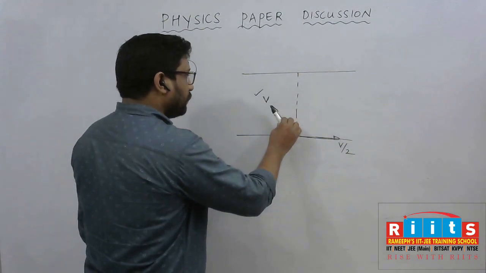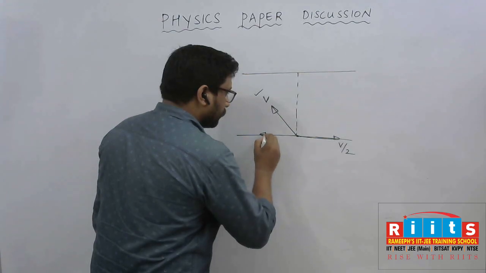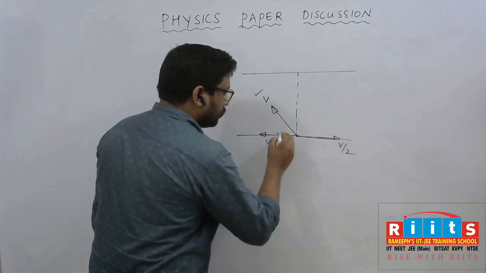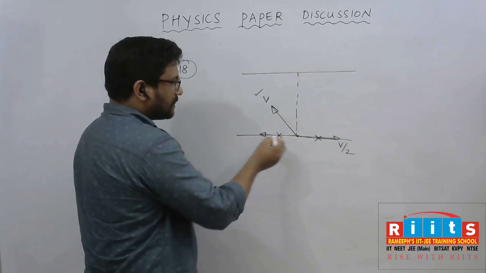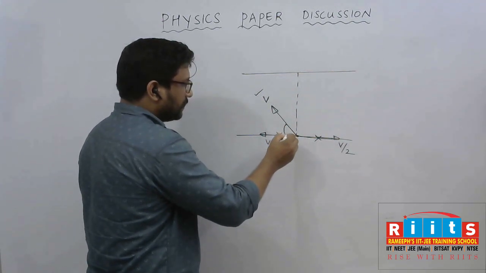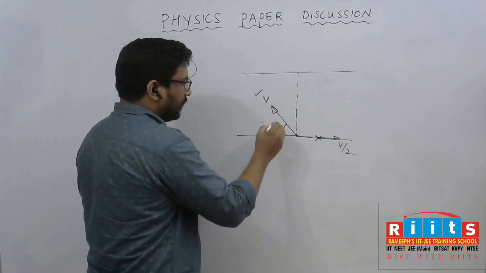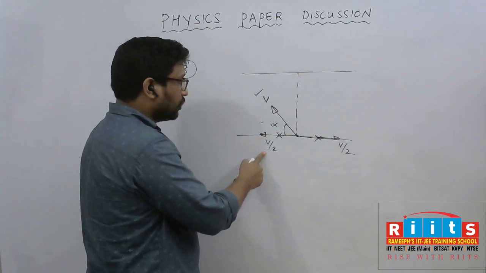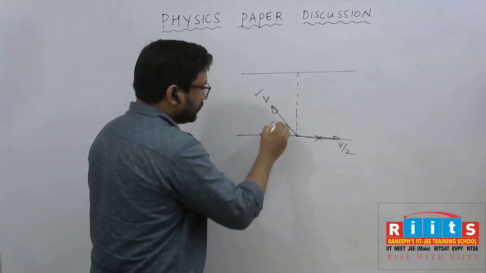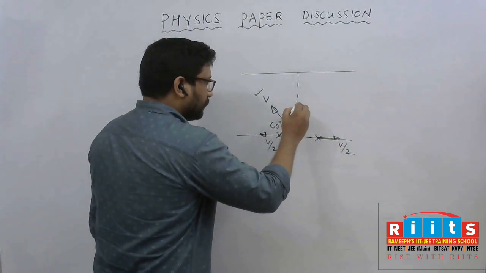Why? One of the components of V can be V by 2. Because of that, these two things cancel each other. For getting a component here as V by 2, what should be this angle? So this angle, let me say this angle is alpha. The V cos alpha has to be V by 2. Yes or no? So the angle should be 60 degrees. Because of that, the boat will move, and this will be the final velocity.